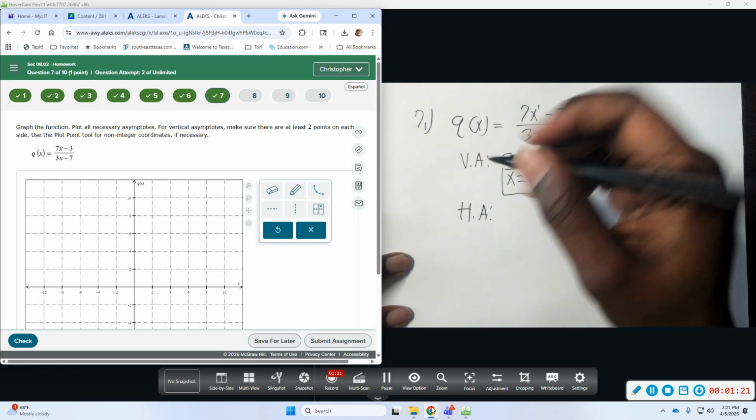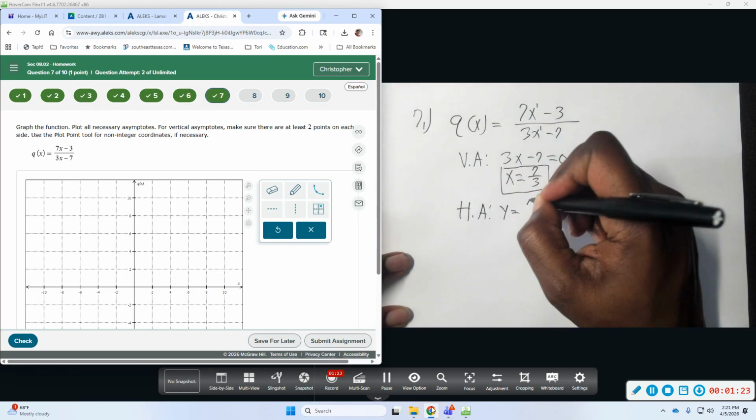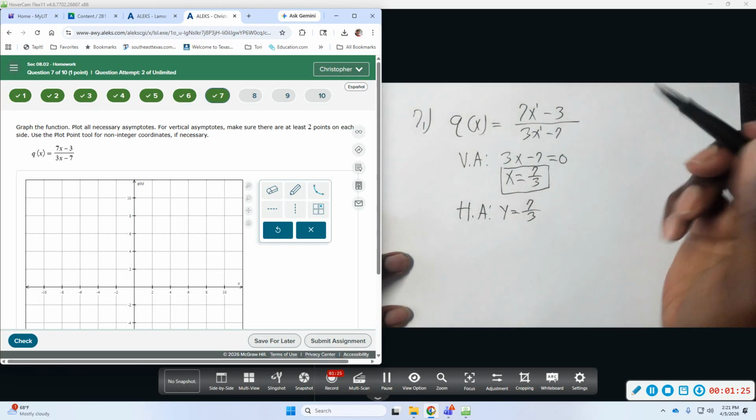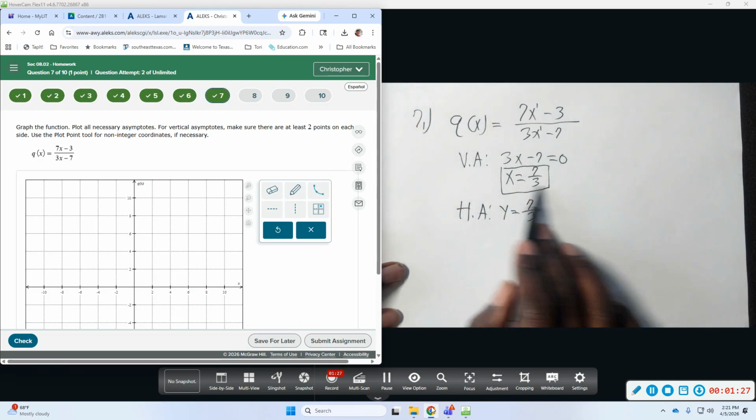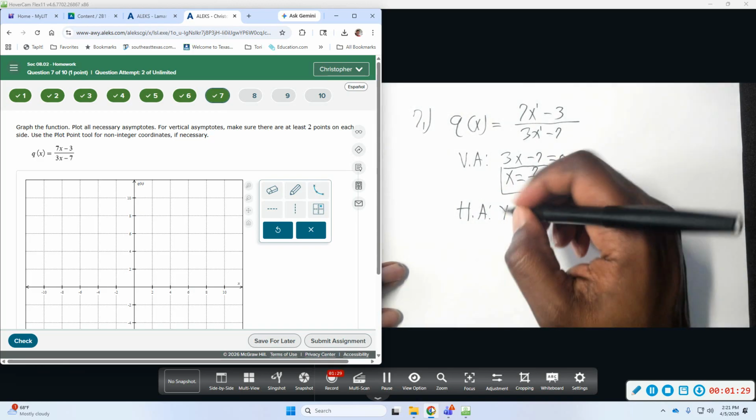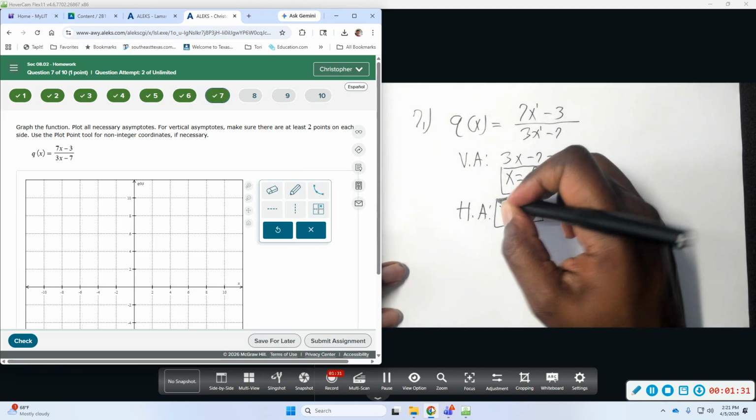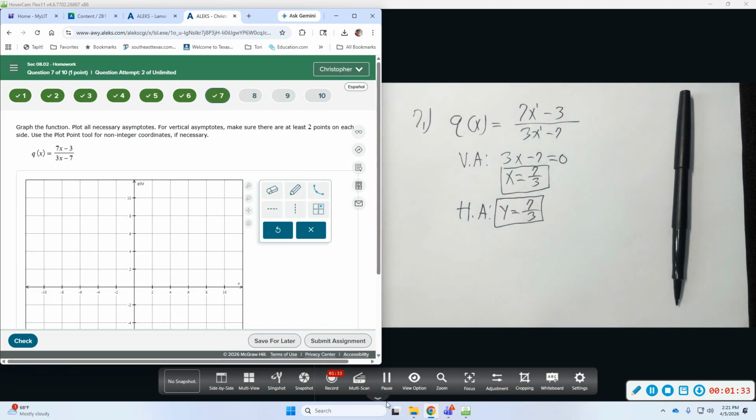So 7 over 3 is going to be our horizontal asymptote. Vertical is x equals, horizontal is y equals. So this would give us our asymptotes, and we're going to use these to graph. So it tells us plot all the necessary asymptotes, vertical asymptotes, make sure there's at least 2 points on each side. Use the plot point tool for non-integer candidates.